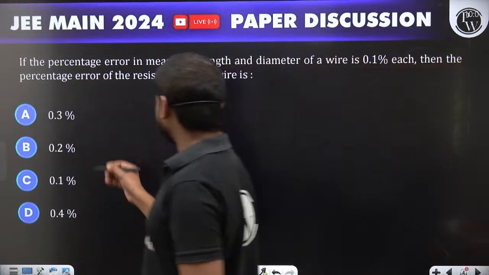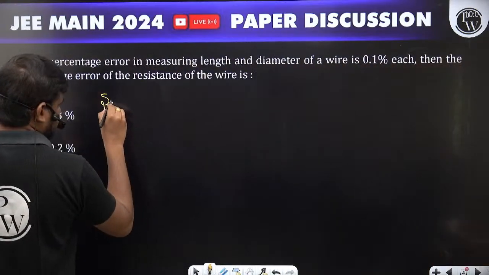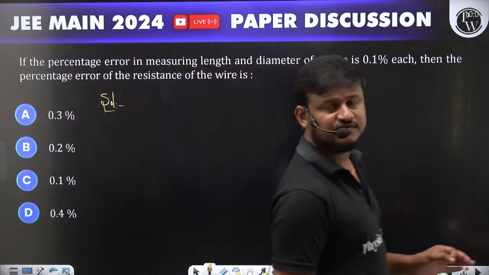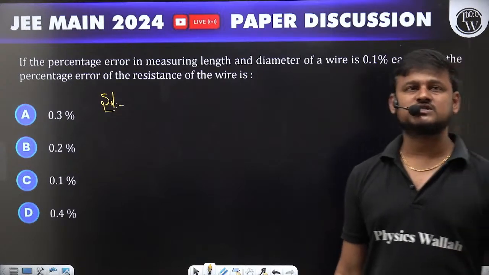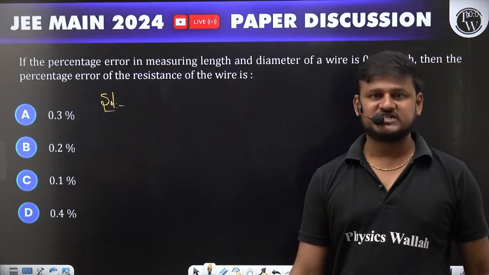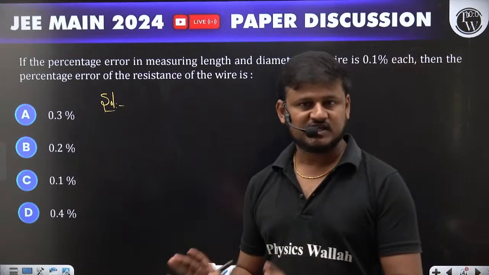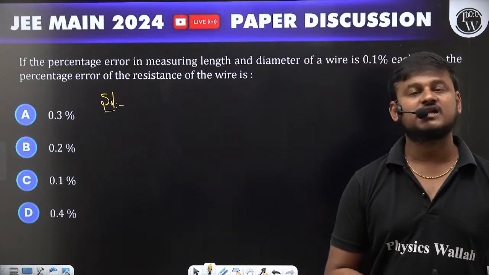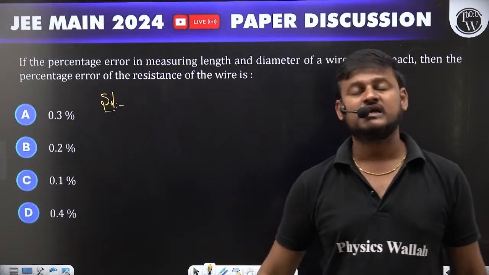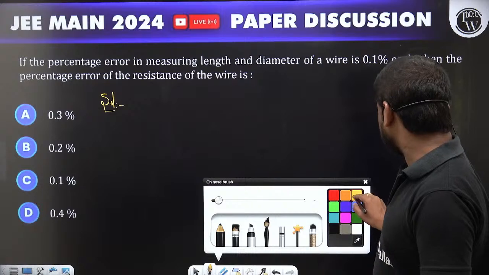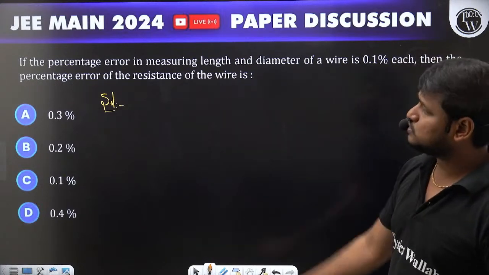So now the second question, it is from units and measurements. If you observe, for every shift we are getting one question from units and measurements. It can be of dimensions, or error analysis, or related to instruments, like vernier calipers. So now try to solve this question.